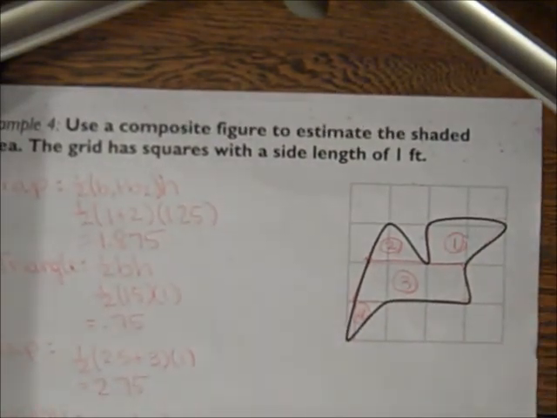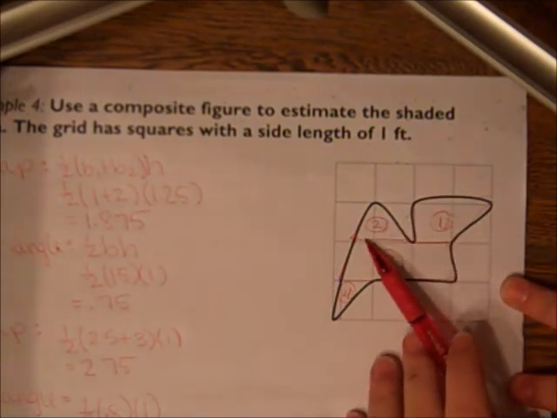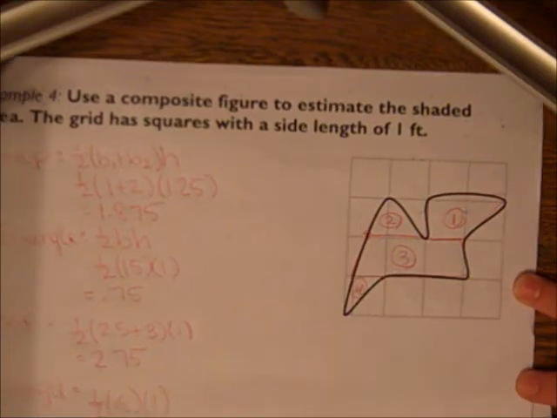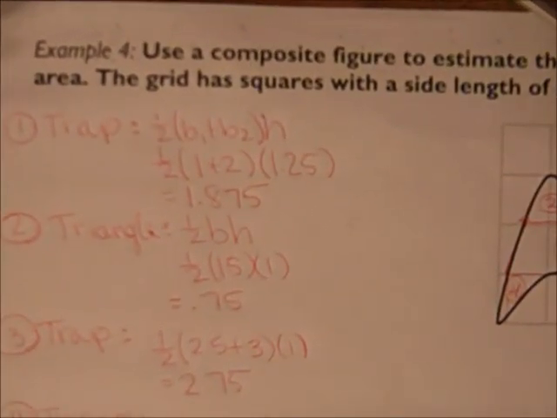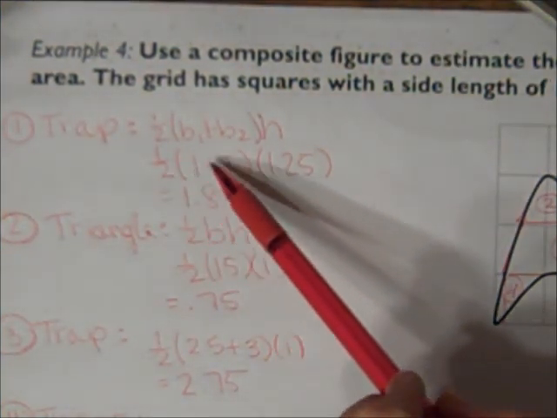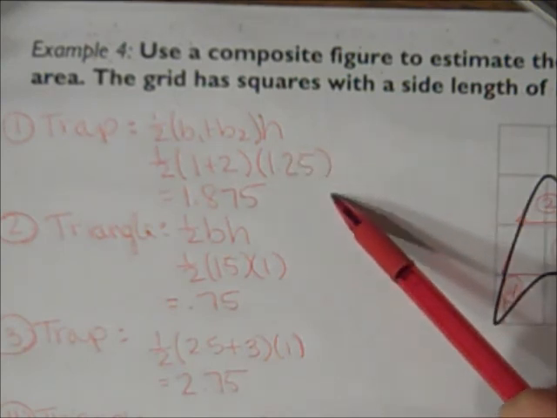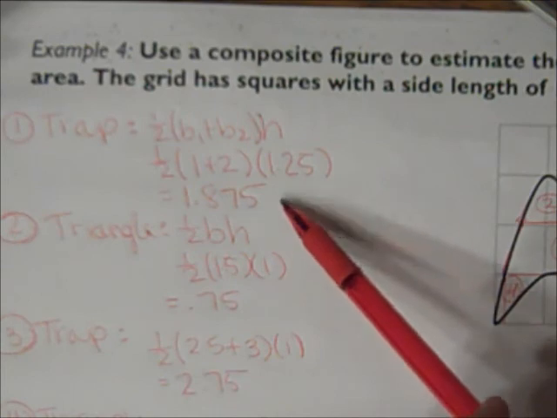Okay, so for this one, again, there are many ways to break this up, but I chose to do here a trapezoid, a triangle, a trapezoid, and a little triangle on the edge here. So for the first, I'm going to zoom in a little. So for the first trapezoid, I said the bases were 1 and 2, and I said the height was 1.25 because it was just a little bit higher than 1. So an area of 1.875.